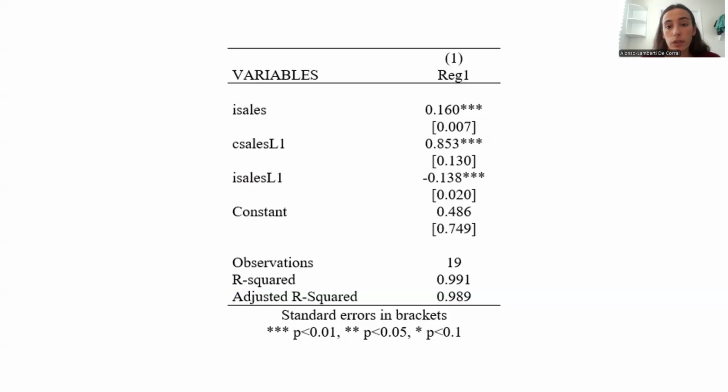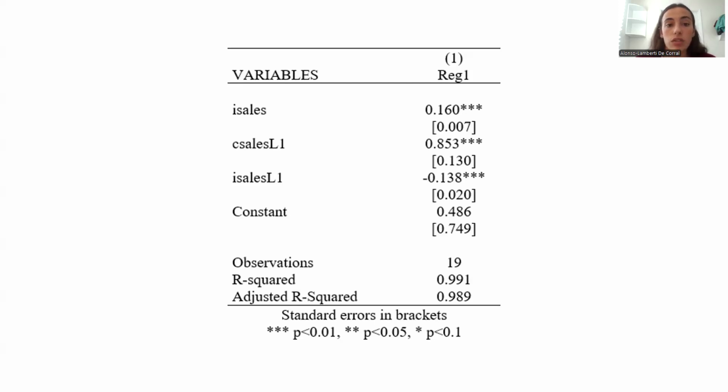So here we have our dynamic regression, and we can see that these coefficients are all relevant because they have 3 asterisks, and therefore their p-values are not only lower than 0.05, but also lower than 0.01, which is very good. First of all, we can see that a 1 year increase in industry sales over time is associated with a 0.160 increase in company sales over time, on average, holding all else constant.